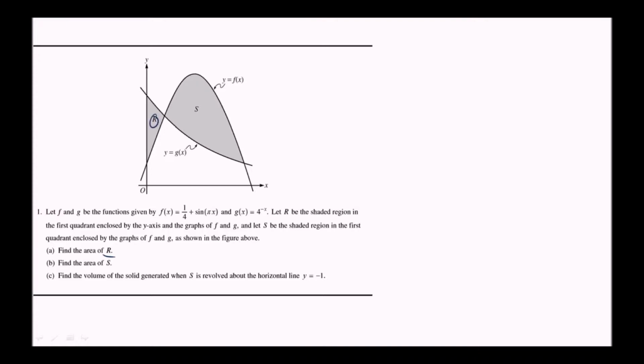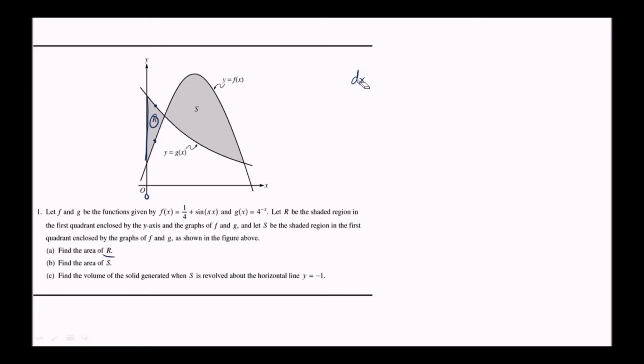Looking at the region R, we can see that it's probably easiest if we integrate with respect to x, that is, dx. Because if we were integrating with respect to y, we would have to cut the graph into two, because we would be looking at the area between this curve and the y-axis, and then this curve and the y-axis. However, integrating with respect to x, all we have to do is find the area between this curve and this curve between two defined boundaries.